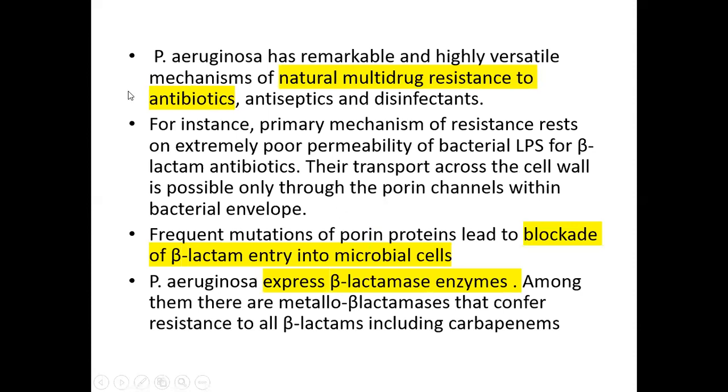Pseudomonas aeruginosa has a remarkable and highly versatile mechanism of natural multi-drug resistance to antibiotics, antiseptics, and disinfectants. For instance, the primary mechanism of resistance rests on the extremely poor permeability of bacterial LPS to beta-lactam antibiotics. Their transport across the cell wall is possible only through the porin channels within the bacterial envelope. Frequent mutation of porin proteins leads to blockade of beta-lactam entry into microbial cells. So they close the door and antibiotics can't enter.